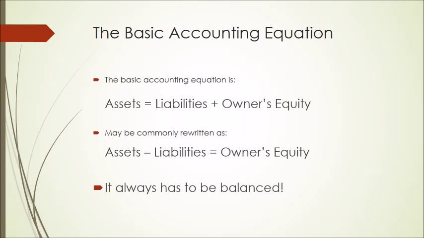We're going to start by talking about the basic accounting equation. The basic accounting equation is assets equals liabilities plus owner's equity. It's also commonly rewritten as assets minus liabilities equals owner's equity. They're exactly the same thing, just a little bit of algebra. If you remember one thing about the accounting equation, it's that it always has to be balanced. Here's why.